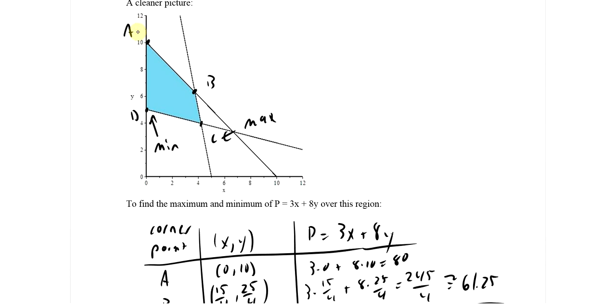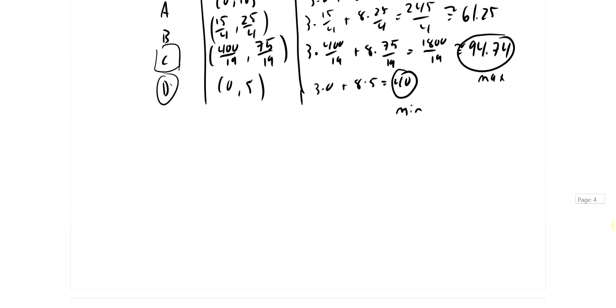So our profit lines are probably very steep lines that look like this, and so they leave here, they enter there, and they leave there. And in particular, they have to be steeper than this line. So that gives us our maximums and minimums. Pretty straightforward. Once you have the corner points, you just plug them into the function that you're interested in.